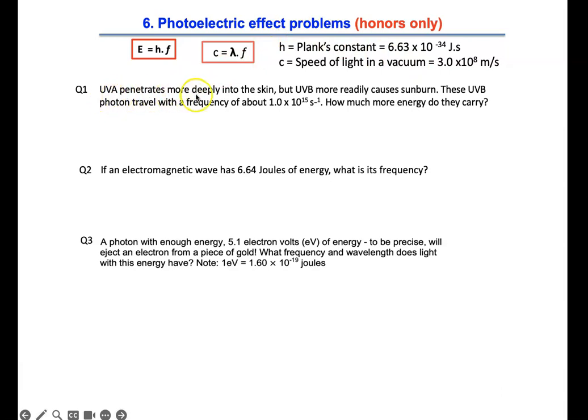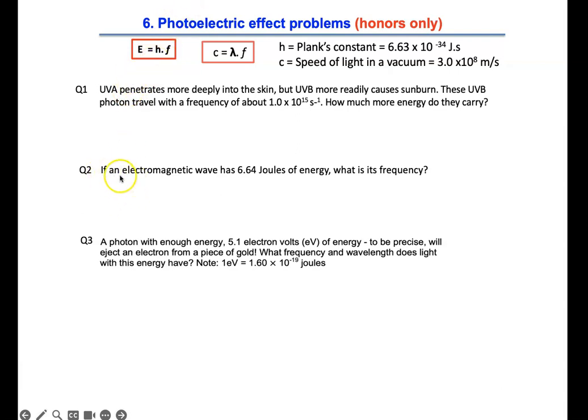It says UVA penetrates more deeply into the skin, but UVB more readily causes sunburn. These UVB photons travel with a frequency of about 1 times 10 to the 15 per second. How much energy do they carry? So you're going to find the energy, right? They're asking you to find the energy and you're given the frequency. The equation that connects energy and frequency is E equals hf. So you will be using this equation to solve this.